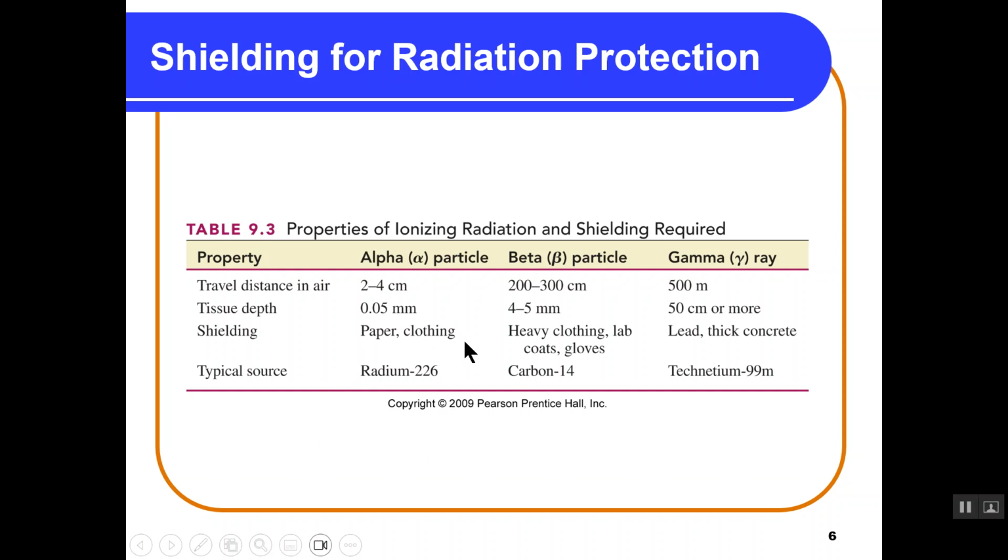So that's the reason why these are the different types of shielding materials that are used to protect one from these particles. So in the case of alpha particles, they simply cannot pass through paper or clothing. Now, in the case of beta particles, you're going to need something heavier than just paper or normal clothing to protect yourself. So, as stated here, you're going to need heavy clothing, lab coats, and gloves. And then gamma rays, which is even more penetrative, you actually need something like lead to protect you from being exposed to gamma radiation. All right. And down here we have a list of the different sources of these different forms of radiation. Okay, so that's it for this first slide.